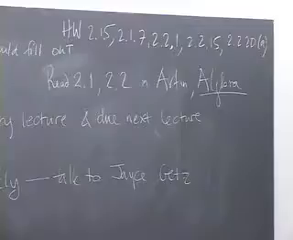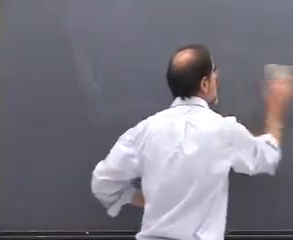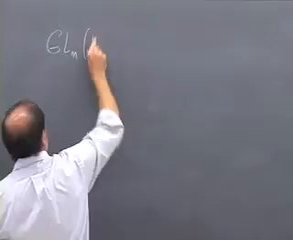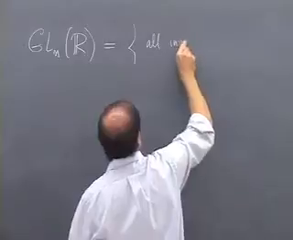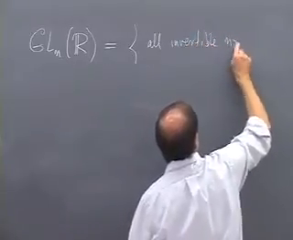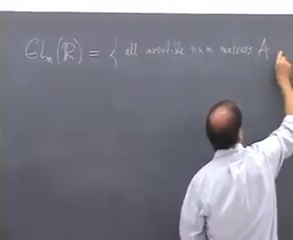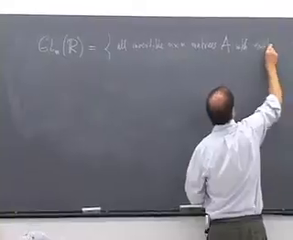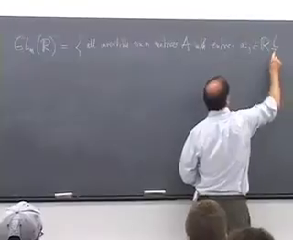Okay, so let's get to the lecture now. So last time, I reviewed some concepts from linear algebra and defined our first group, which was the group I called GLn(R), which is the set of all invertible n by n matrices A with entries a_ij in the real numbers.